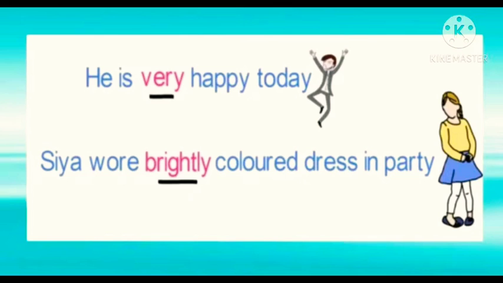He is very happy. Happy is an adjective and very is describing happy. So hence an adverb can also modify an adjective. Similarly, Sia wore a brightly colored dress in the party. Here also brightly is an adverb and it is describing what? It is describing an adjective, which is colored, brightly colored. Colored is an adjective.